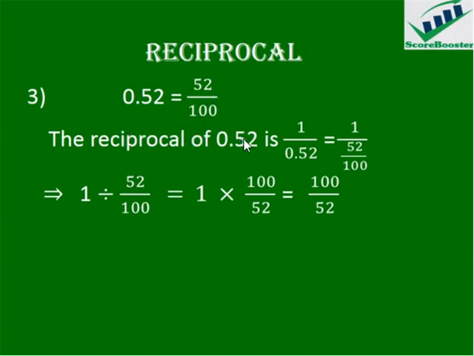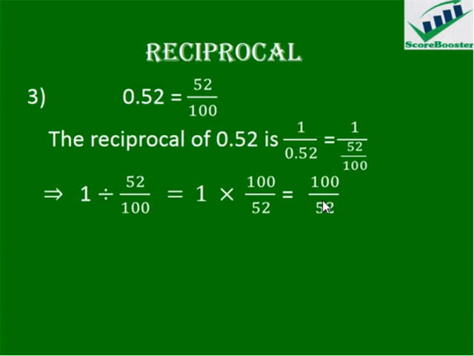So the reciprocal of 0.52 is what? 1 divided by 0.52. The first thing we did here is not reciprocal. We only converted 0.52 to its fractional form. After that, you will obtain the reciprocal of 0.52, which is 1 over 0.52. So you can rewrite it as 1 divided by 52 over 100. You change this to multiplication, and whenever you do that, your denominator becomes your numerator and your numerator becomes your denominator. So 1 multiplied by 100 over 52 is 100 over 52.